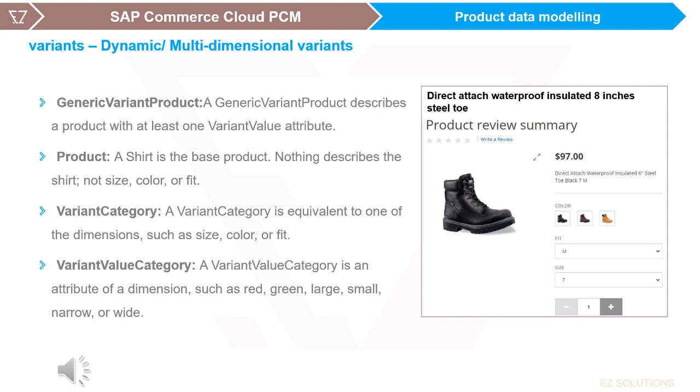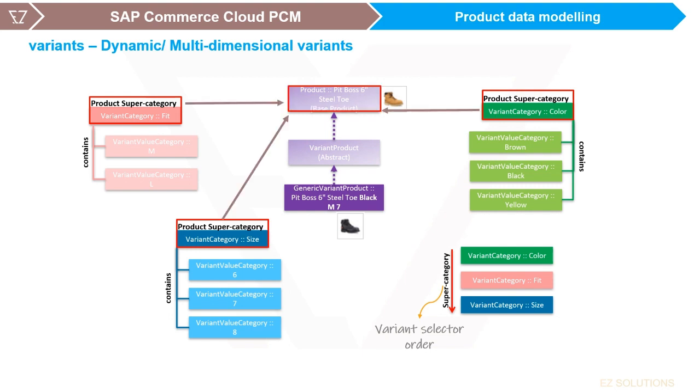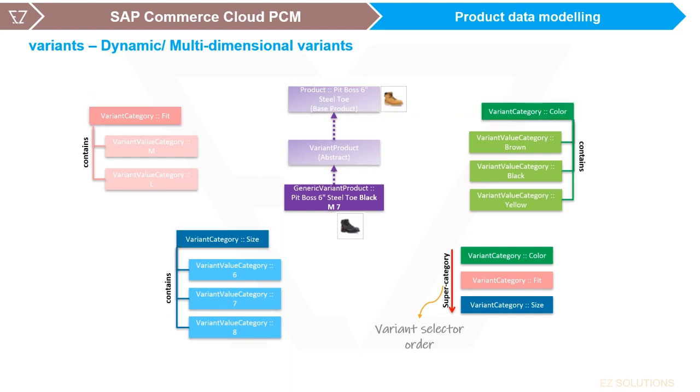Let's consider a base product called direct attached waterproof insulated 8 inches steel toe, belonging to the normal category boots. Out of the box, we can use the 3 variant category items that will serve as selector properties for the customer to narrow the selection to the generic variant products for that product. For example, 3 variant category items, colour, size and fit, are assigned directly as supercategories of the Pit Boss 6 inches toe product. In order to define the available choices for each variant category, variant value categories are assigned as children of variant categories, in the order given by their sequence number property.